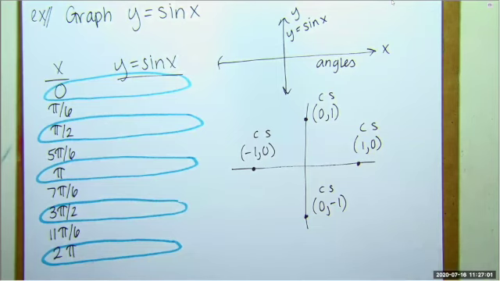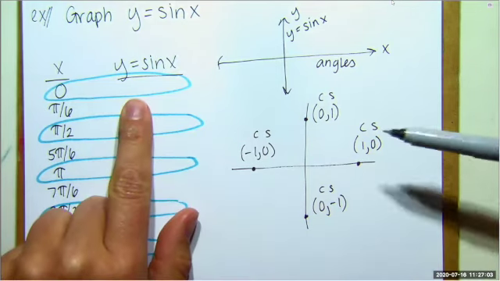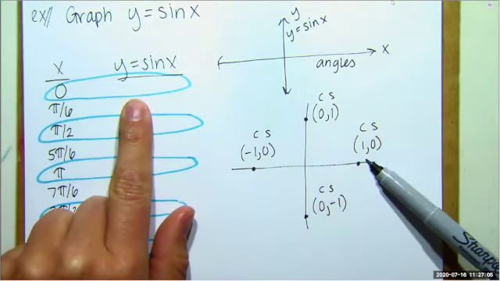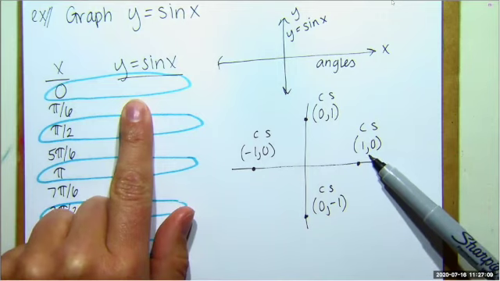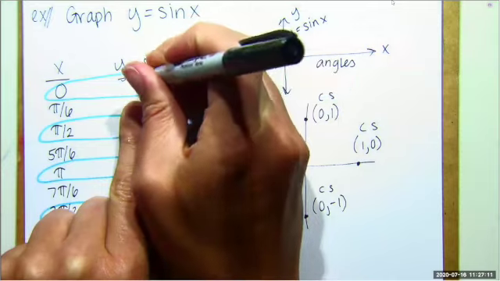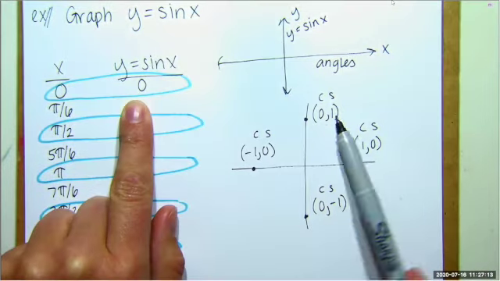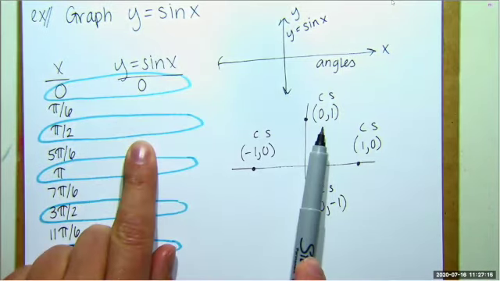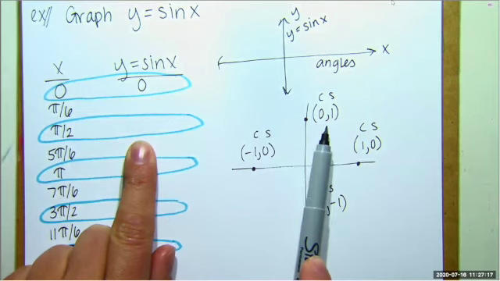So let's fill in some of these values now. So first up, we want to find sine of 0. Help me fill these in. Sine of 0 is equal to what? 0. How about pi over 2? What's sine of pi over 2? 1.